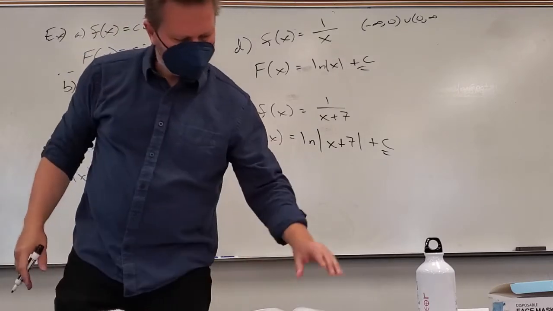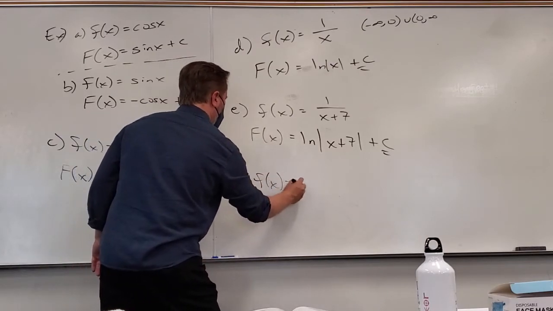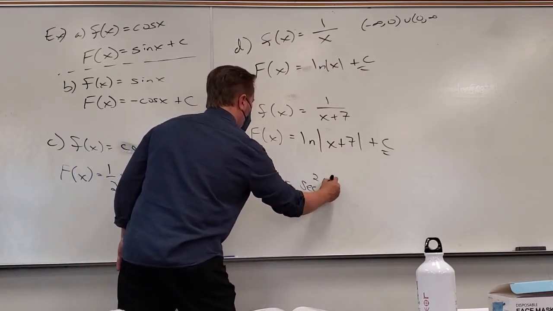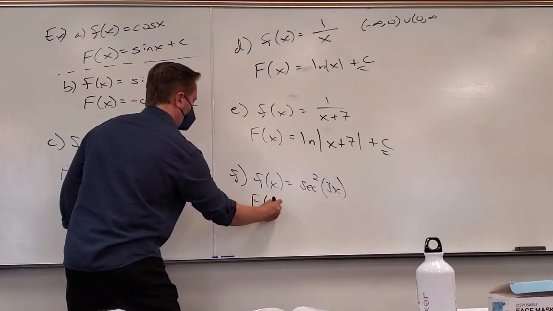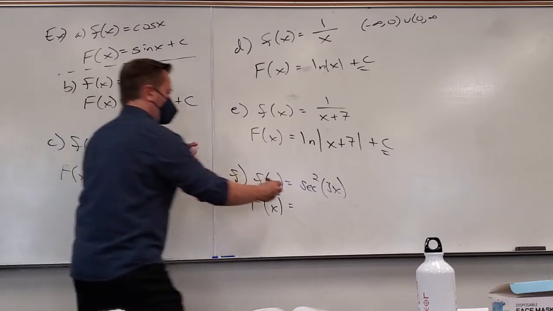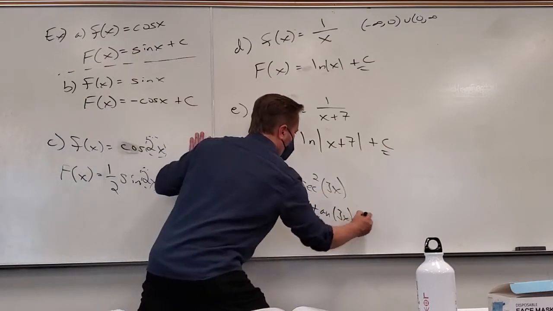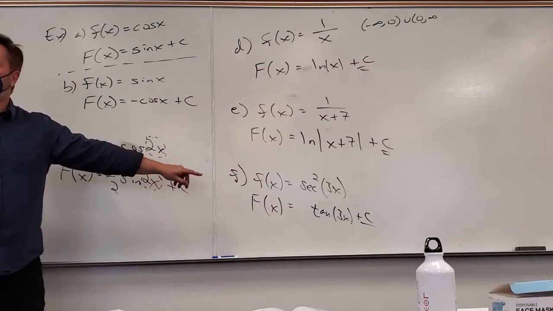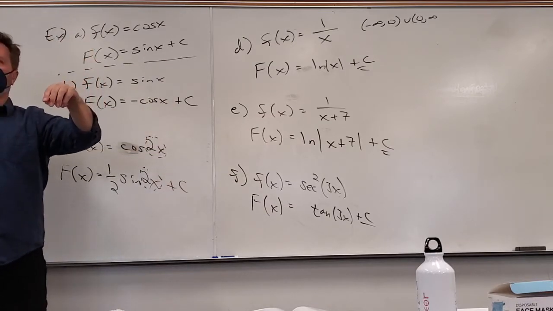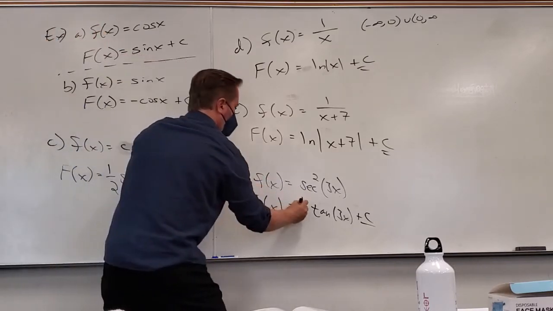Okay. Let's see what else I want to do. Oh yeah, real quick, one more little thing. What if I had secant squared of 3x? Again, you're doing anti-derivatives. So what would I take the derivative of? It ends up there. Tangent. So you know it has to be this. But there's something missing, not just the plus C, because the derivative of that would have a 3 out front. So you better put a 1/3 to kill that.